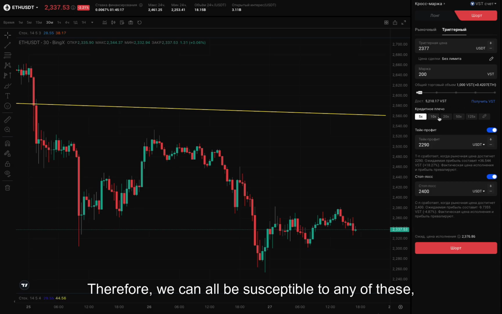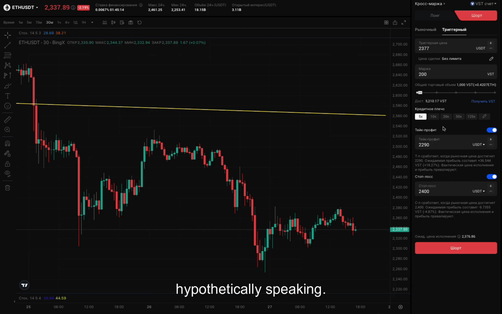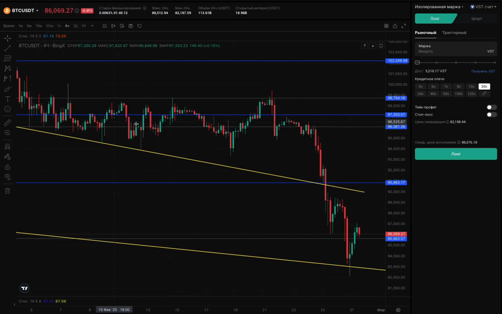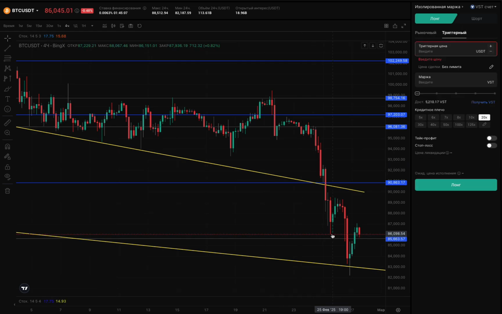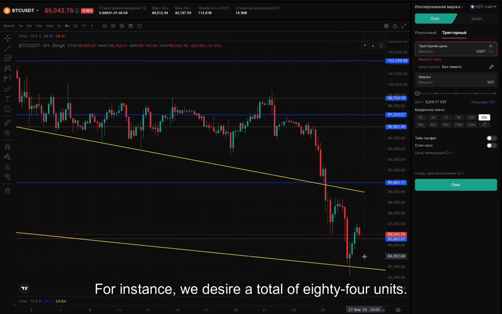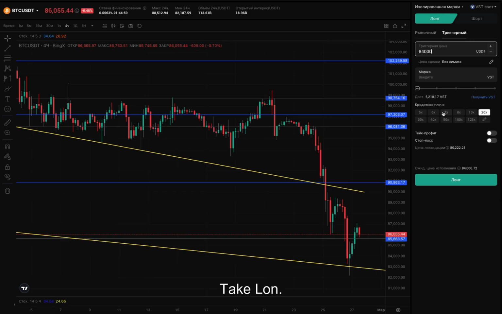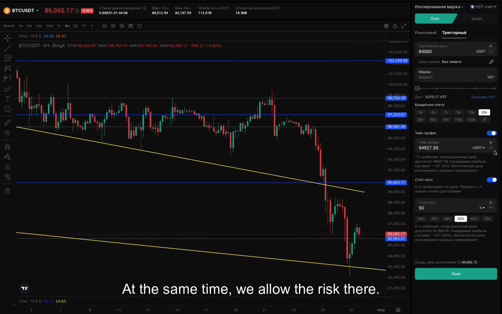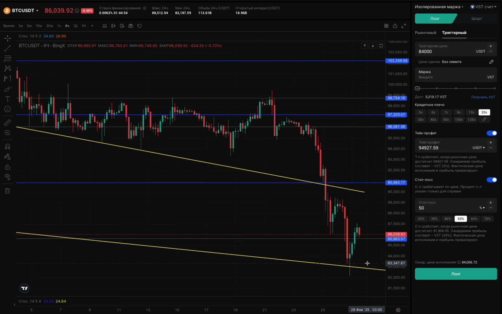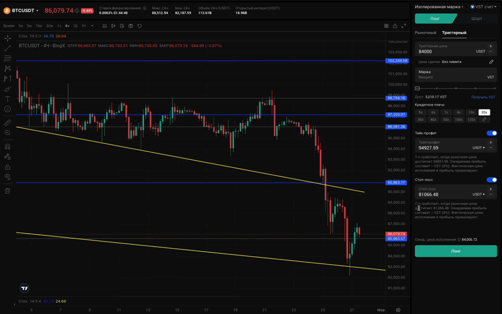Therefore, we can all be susceptible to any of these, hypothetically speaking. Let's discuss Bitcoin again and consider trying the Bitcoin block. We must present the same deferred applications. For instance, we desire a total of 84 units. Take profit. At the same time, we allow the risk there. 2,000. That is, he asks. We're doing it. 9,000.